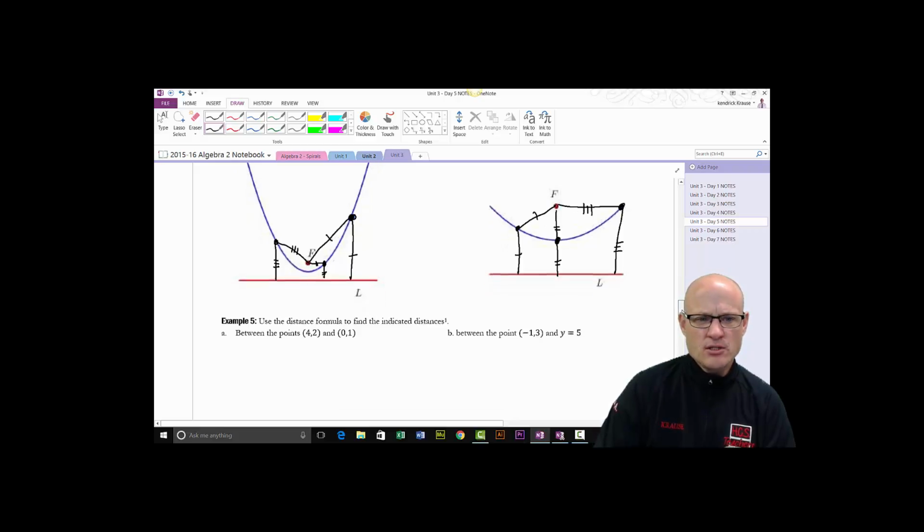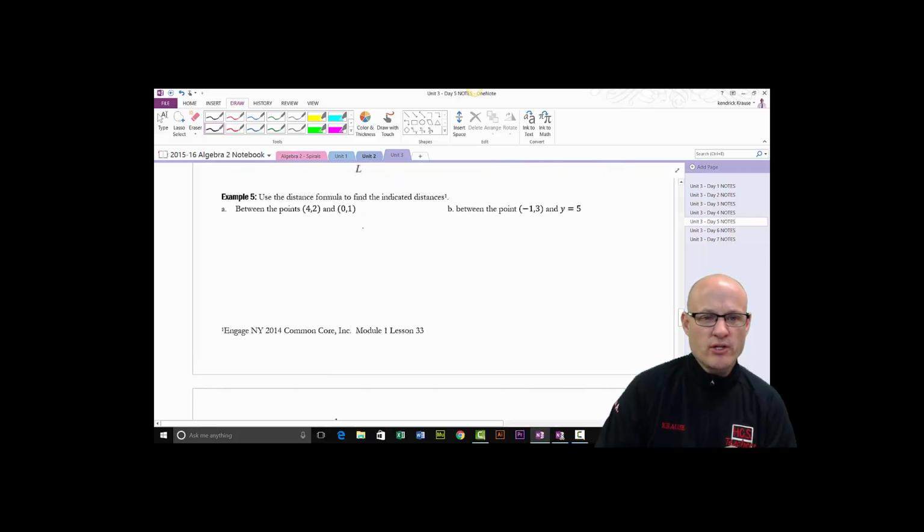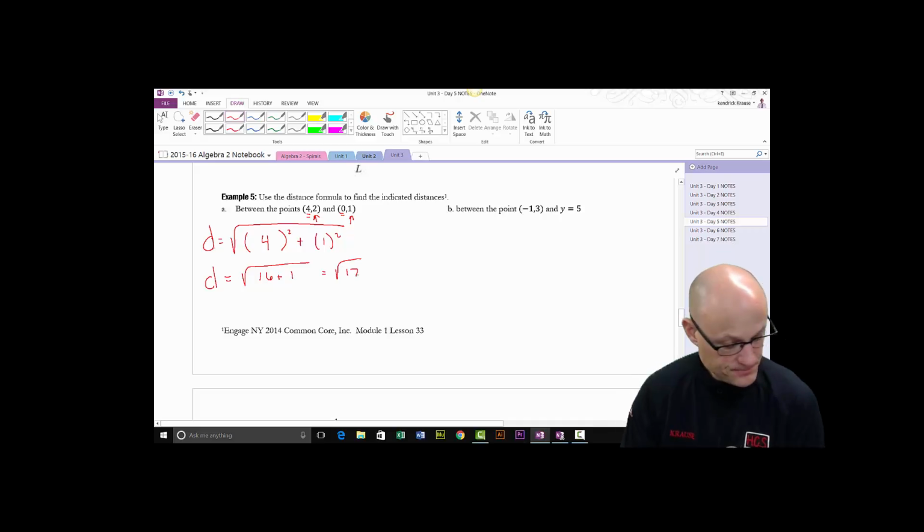All right. Let's just do a little more practice. We're going to use the distance formula to find the indicated distances between these 2 points. So let's do this in red. The distance is equal to the square root of, what is the change in the x's? 4 to 0. Well, that's just 4 squared. Plus, what's the change in the y's? 2 to 1. Well, that's just 1 squared. So the distance here is the square root of 16 plus 1, which is just the square root of 17.